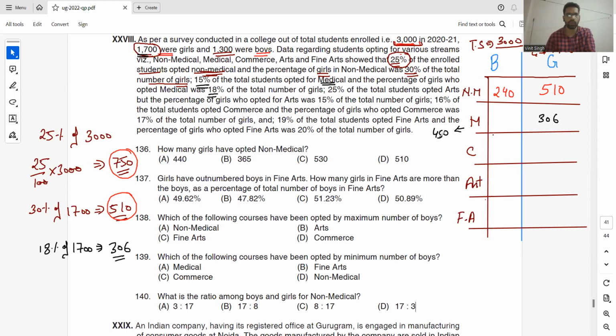Total number of students 450. 450 minus 306 is equal to 144. Clear? Number of boys in medical 144, girls 306. Now come to the next one.